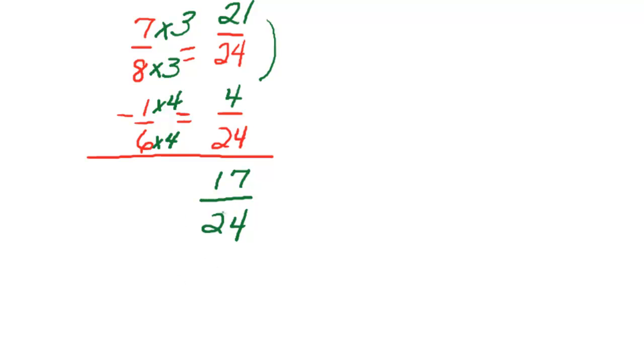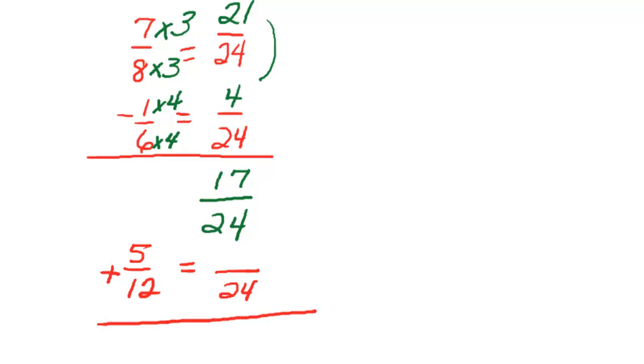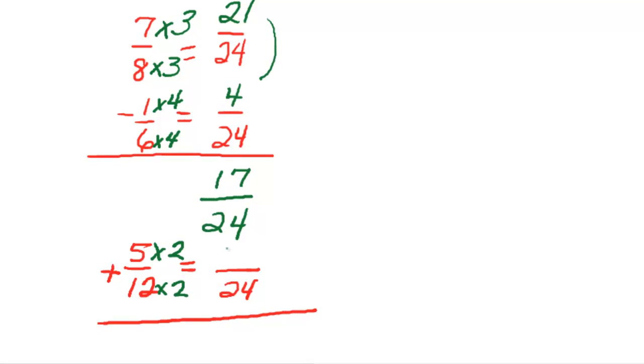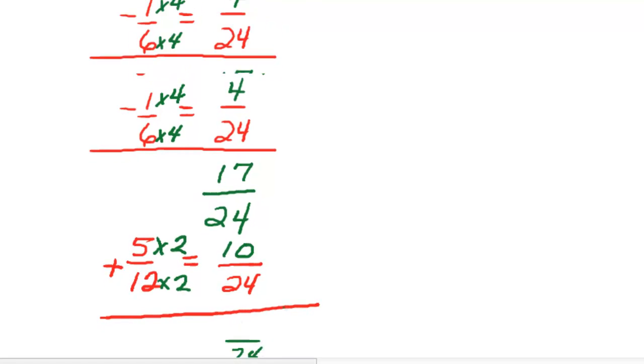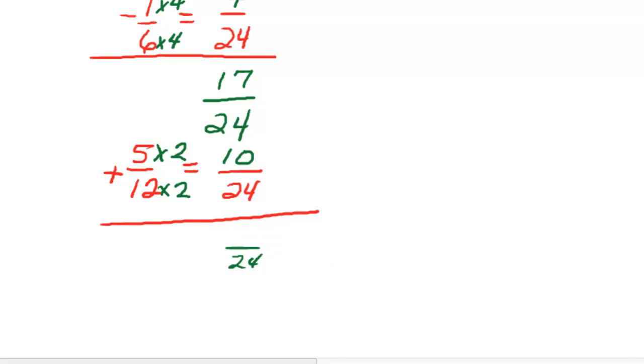Now we're going to add that 17/24 to our 5/12, but we have to change our 5/12 to 24. So we know that 12 times 2 is 24, so 5 times 2 is 10. Keep your denominator and add the two numerators, and we get 27/24.